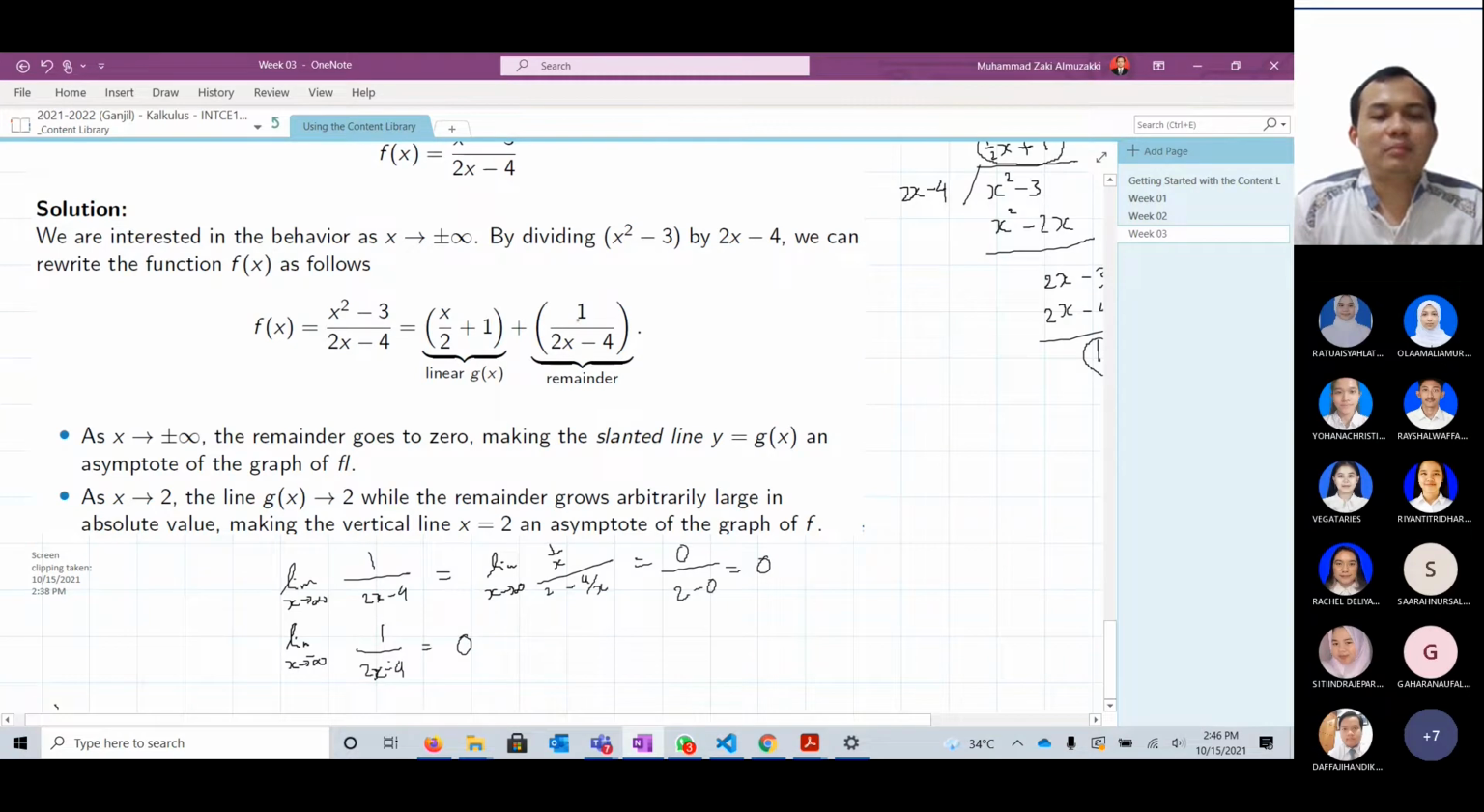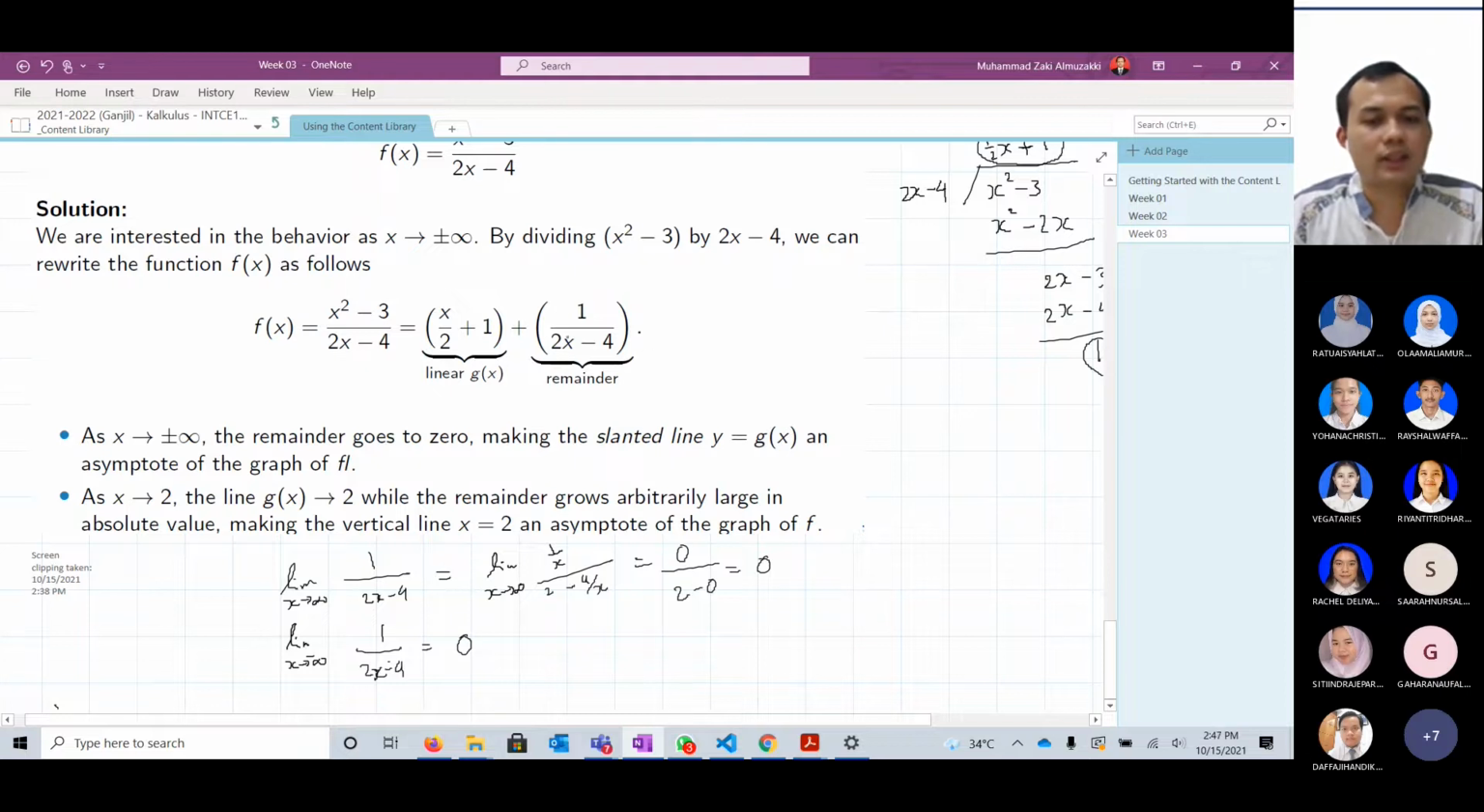Jadi di sini kita berusaha mencari asimtot juga ya. Jadi sesuatu yang akan dituju oleh nilai fungsinya, tapi tidak pernah menyentuh garis itu. Nah, di sini kita mencari garis asimtot yang miring. Caranya kita bagi menjadi bagian yang linear dan bagian yang sisanya. Kemudian kita cari limitnya menuju positif atau negatif tak hingga. Kalau menuju positif atau negatif tak hingga, bagian remaindernya akan menjadi 0. Betul nggak?